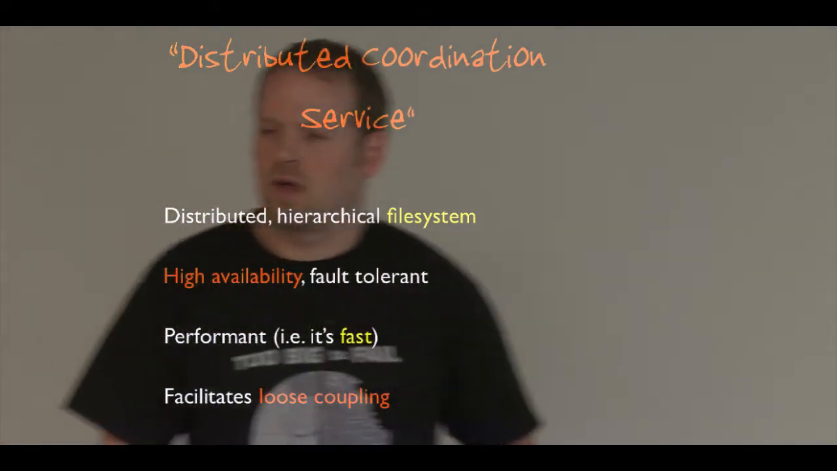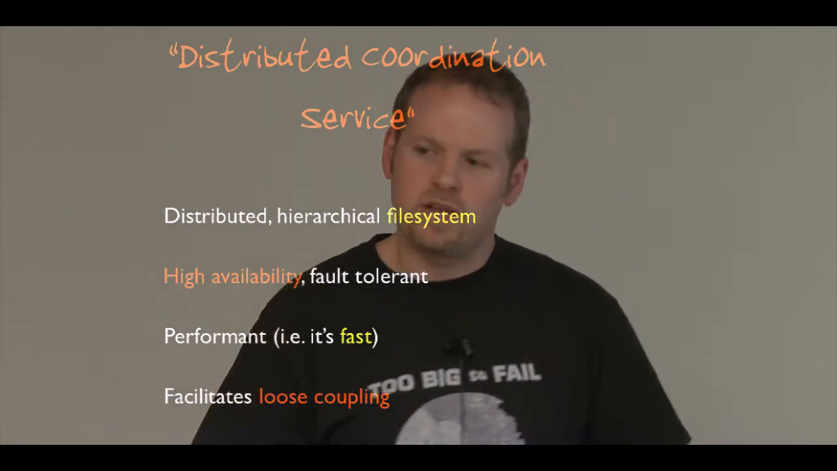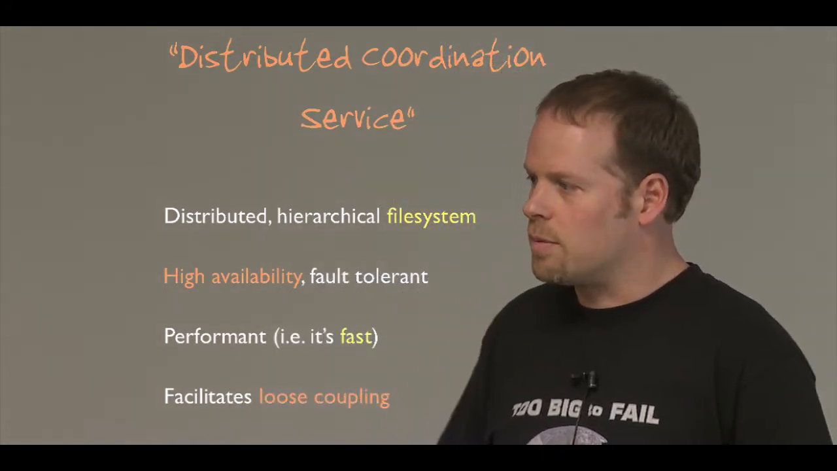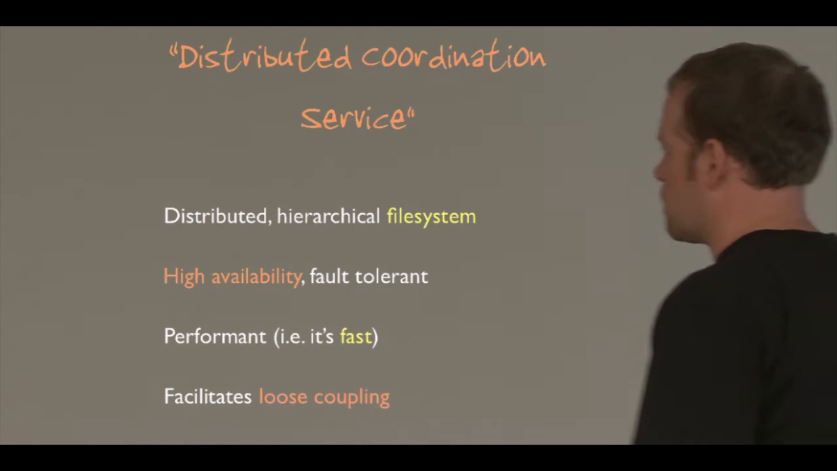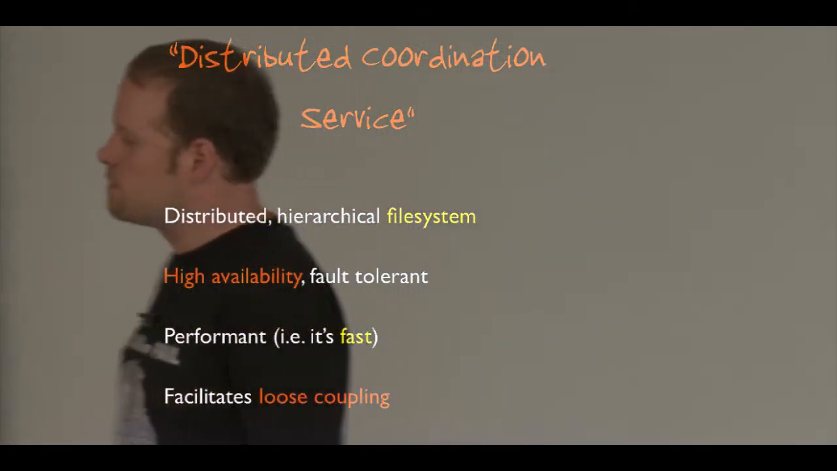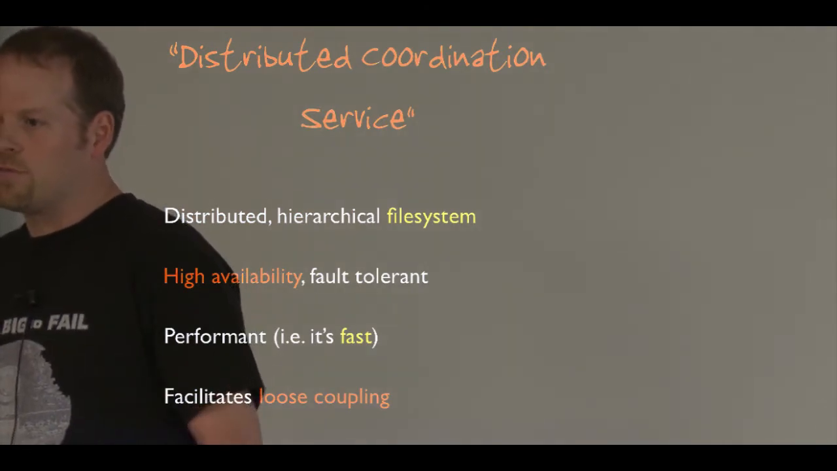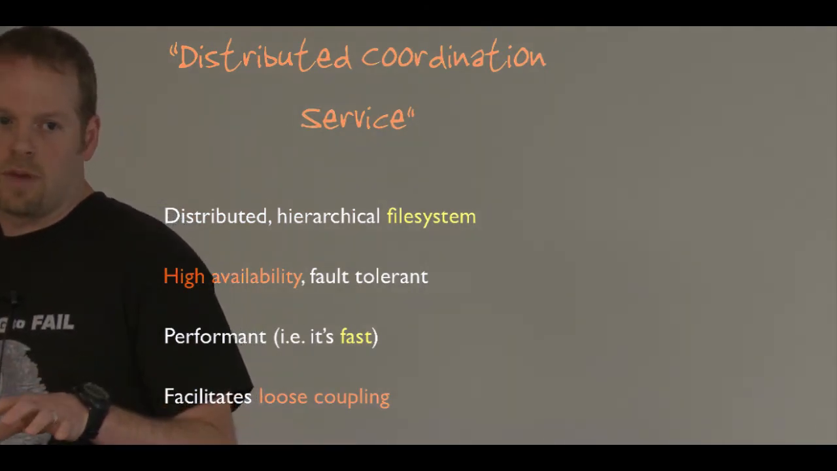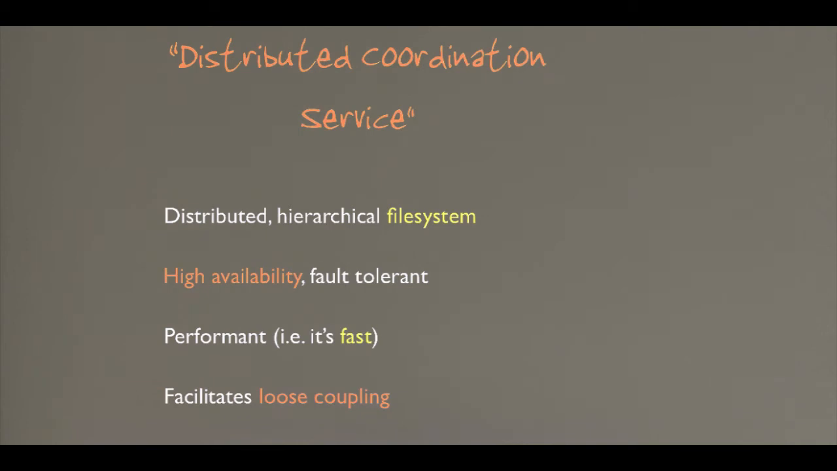It's fast. And the reason it's fast is because all of the reads of the file system are coming from memory. So obviously that's going to be faster than if it's reading from disk. And the last thing it does is that it facilitates loose coupling. For example, if you have this lock service that we're talking about building later on, different clients of this lock service really shouldn't have to care about each other. They shouldn't even have to know about each other existing. And so one of the things that ZooKeeper does is allow you to build systems like that.